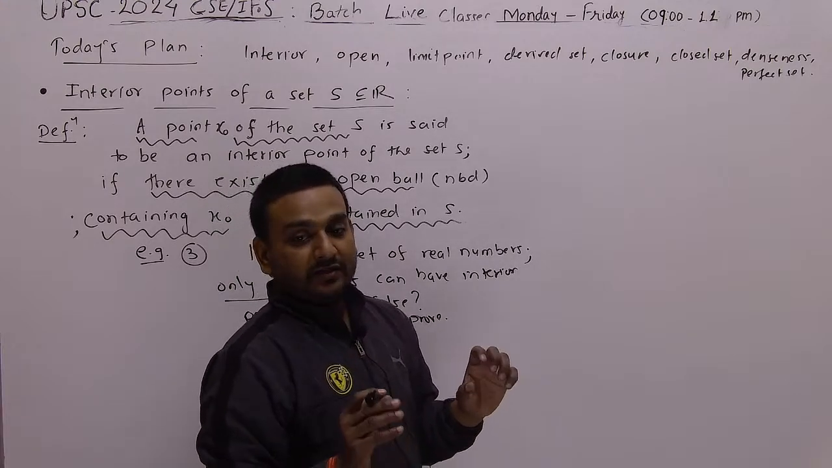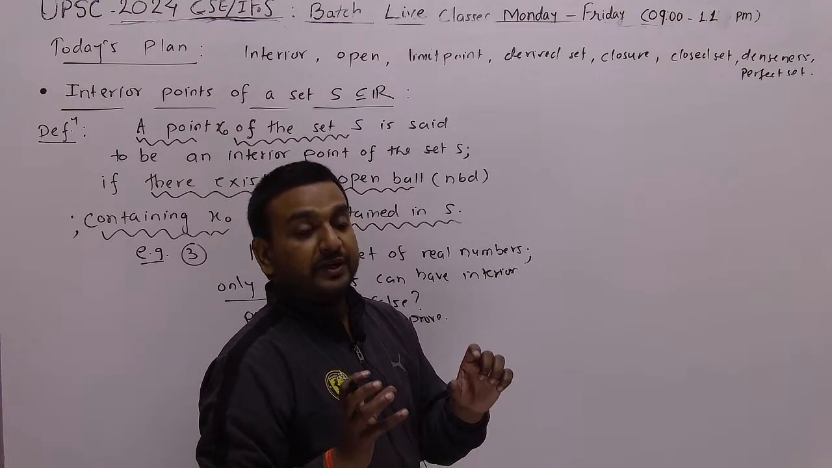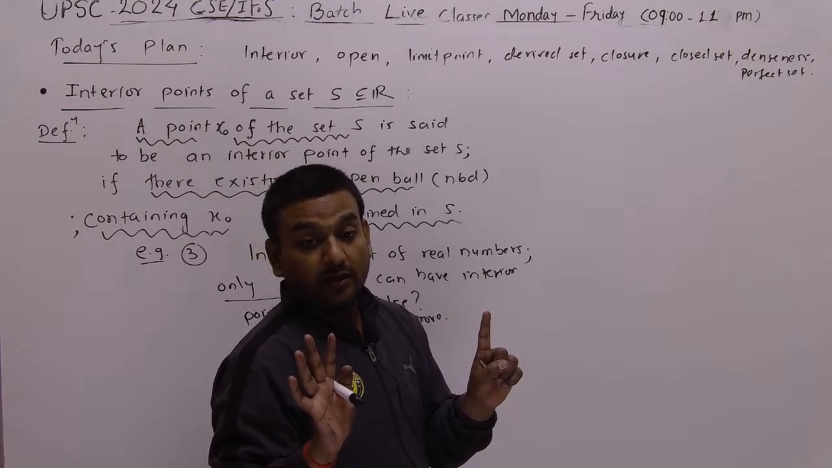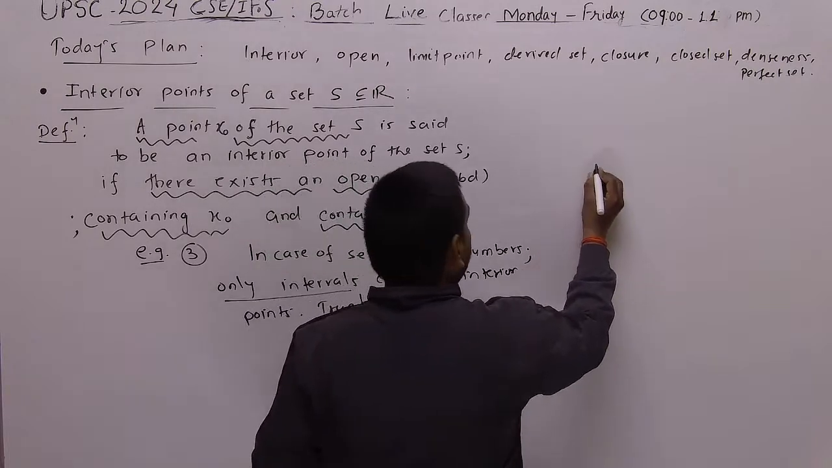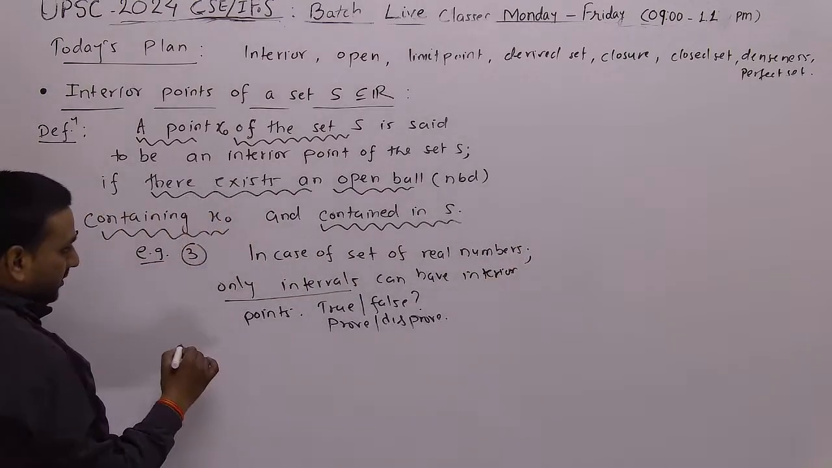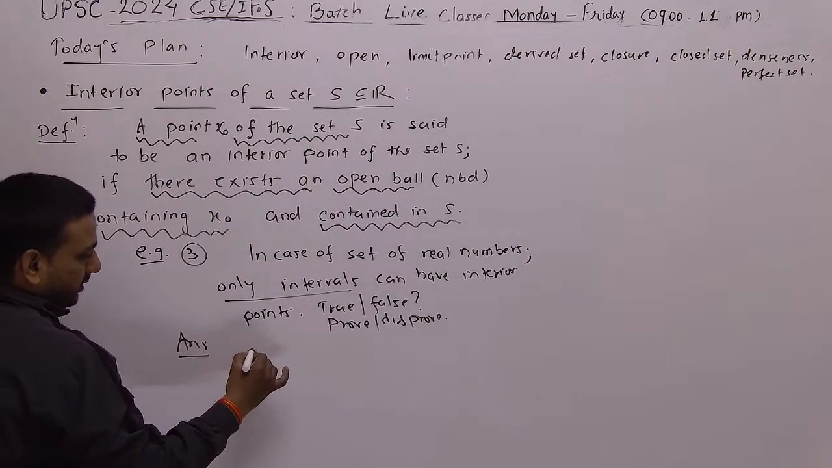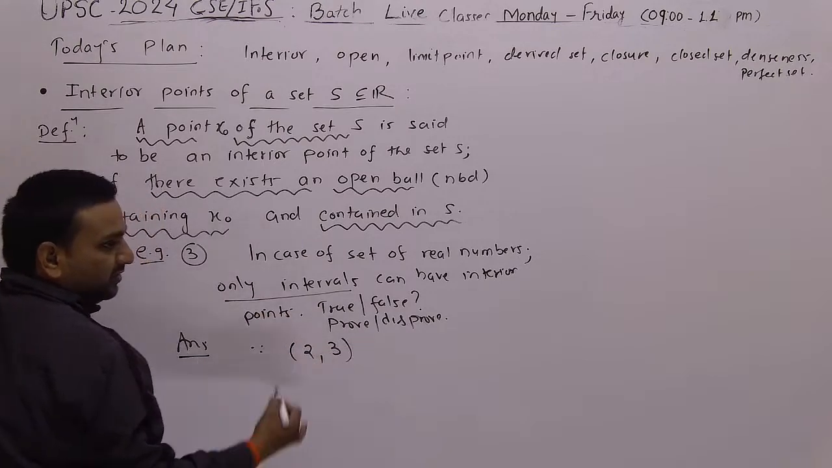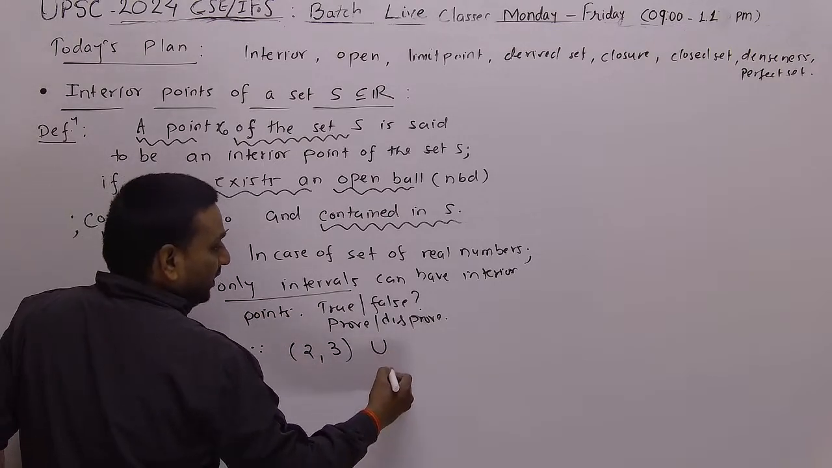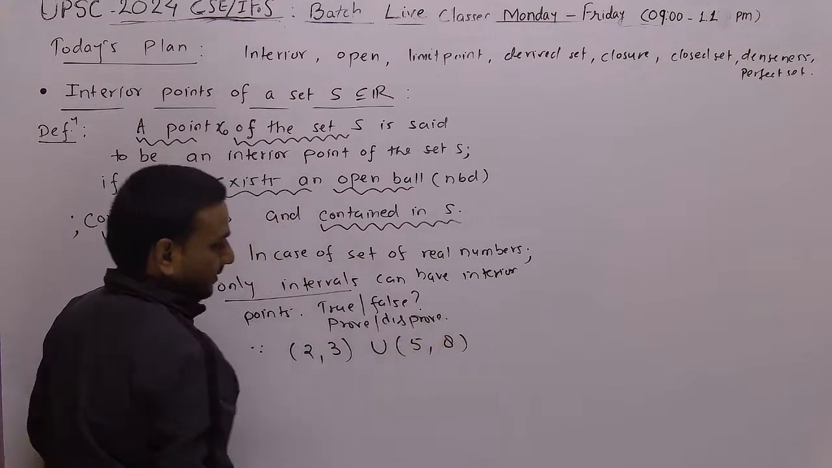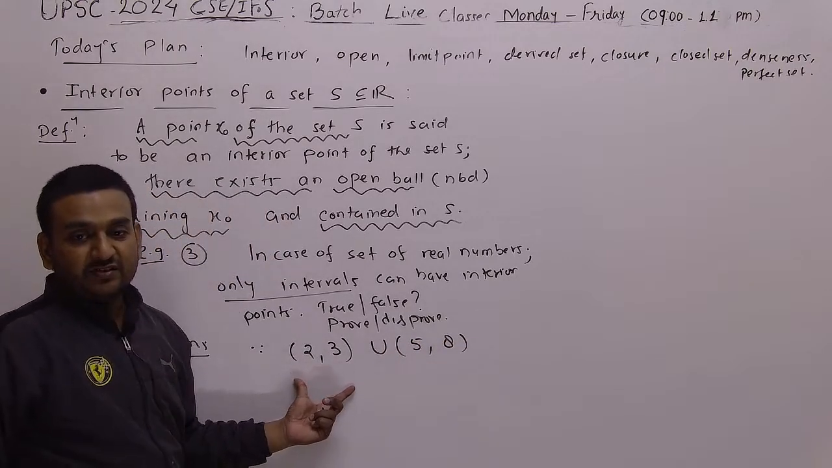Interval is the collection of points between any two points, right? So look carefully here. Since S is 2,3 union 5,8, can anyone tell me if this is an interval?